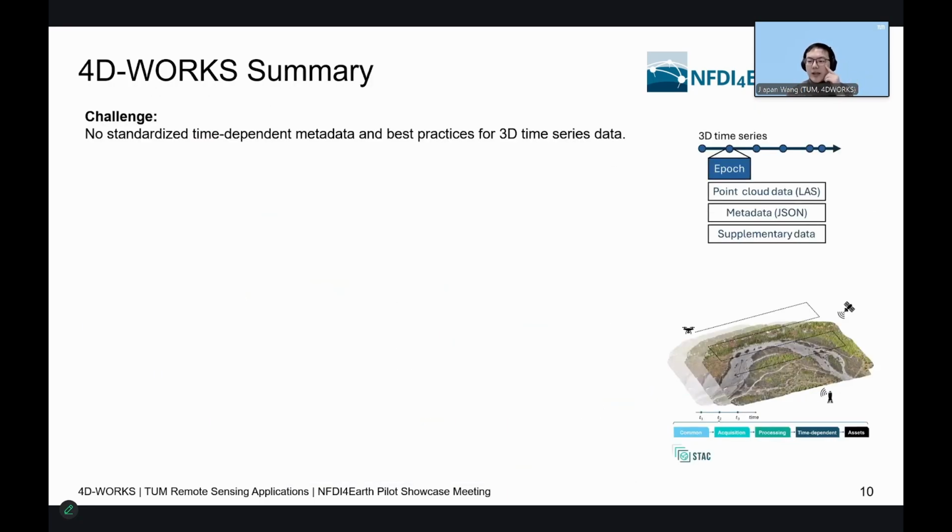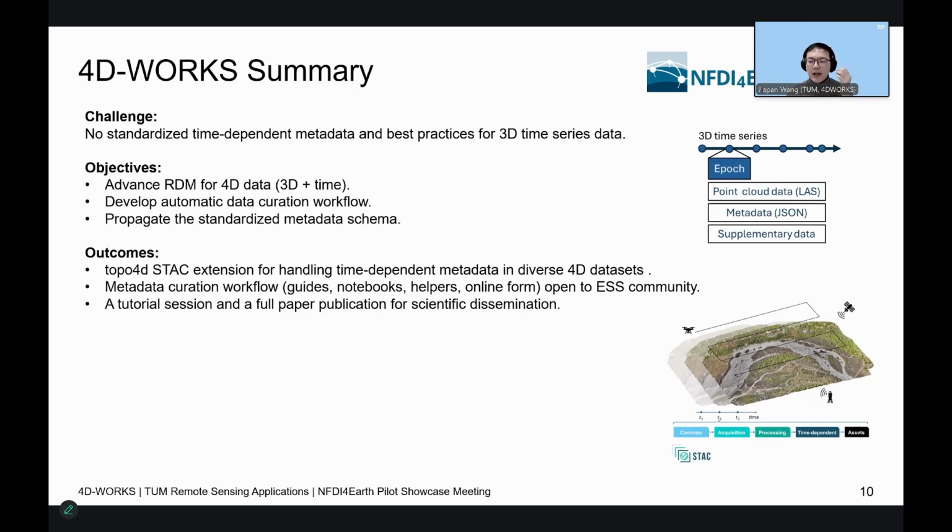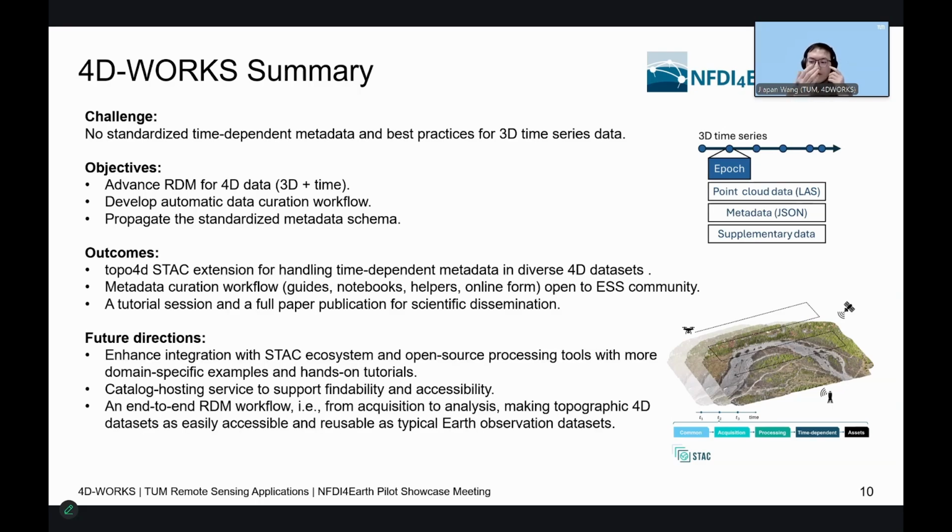To summarize, we tackle the major challenge of the lack of standardized 3D time series metadata by developing an automated curation workflow and the Topo4D STAC extension. This makes very complex multi-source, multi-temporal 3D data align with the FAIR principles, especially regarding reusability and interoperability. Looking ahead, our future direction could be enhancing the integration with open source processing tools and establishing catalog hosting servers for 4D topographic data sets.